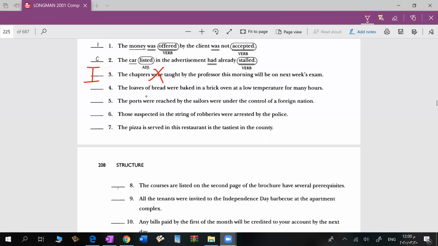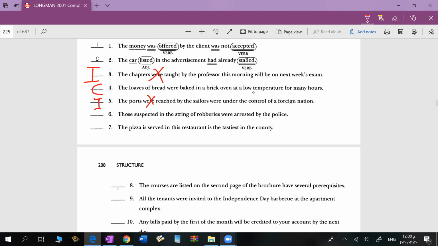Now, next one. "The loaves of bread were baked in a brick oven at a low temperature for many hours." What do you think? Correct. Thank you very much. "The ports were reached by the sailor were under." What do you think? Incorrect. How can we make it correct? Remove were. Thank you. Now we all got it. I'm proud of you. Good, good.